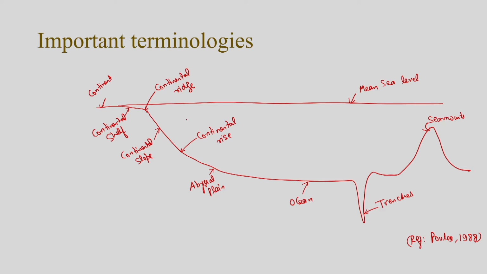So, the range, the distance between the continental rise and the starting of the continental shelf, this location, is known as the continental margin.